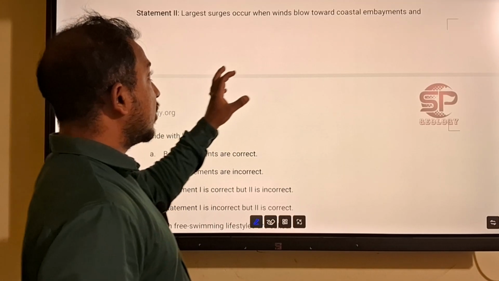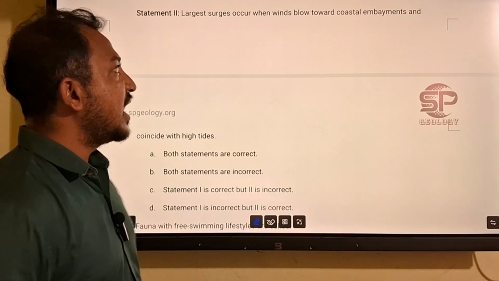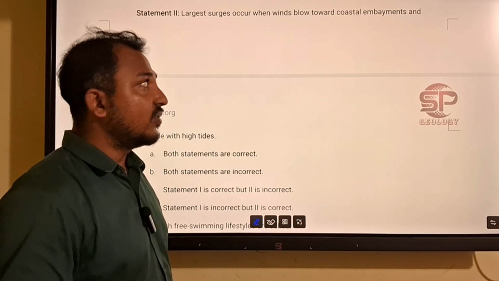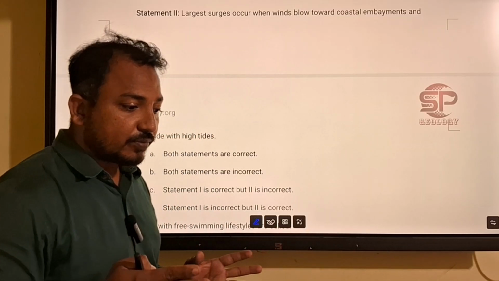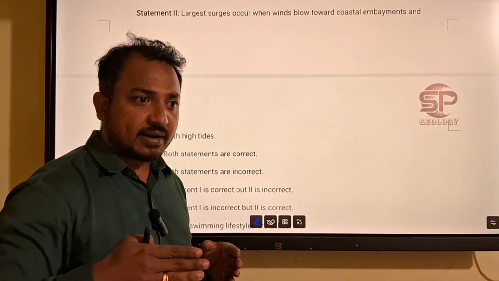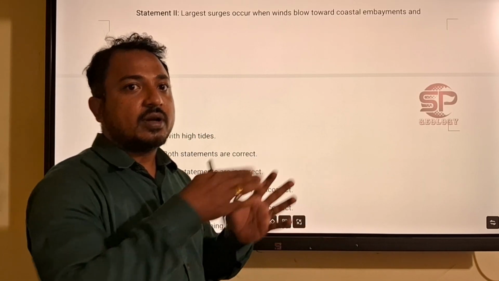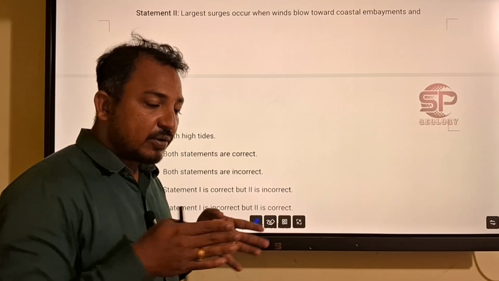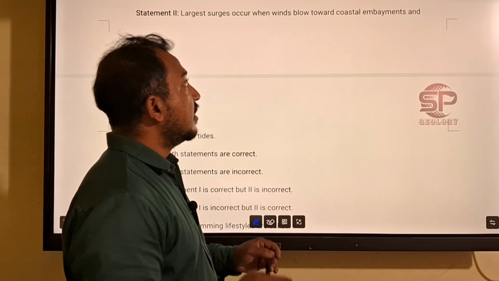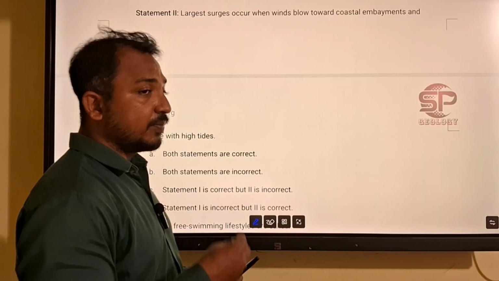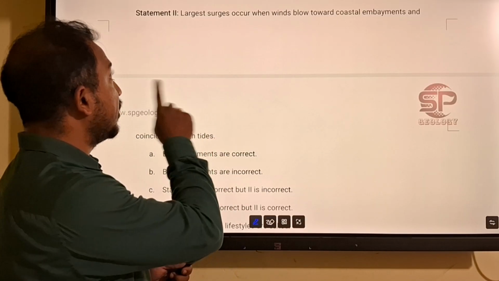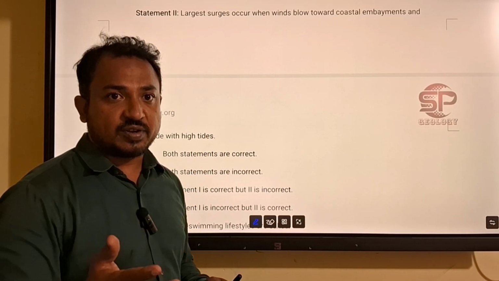The largest surges occur when wind blows towards coastal embankments. Coastal embankments, you can take the example of a bay, where the ocean intrudes into the land region, or the ocean narrows down in that region and coincides with the high tides. So large surges occur. First thing, during storm surges, there is a large wave.